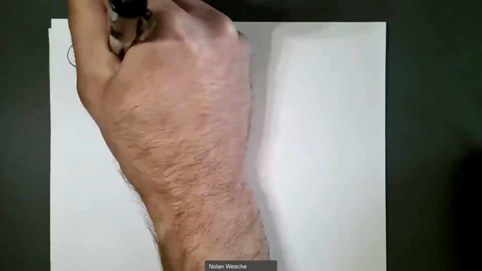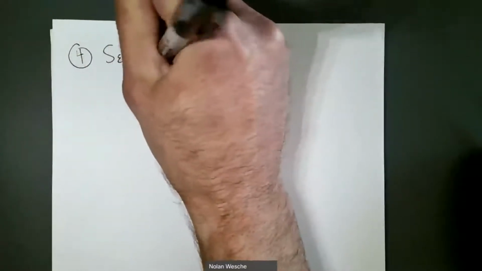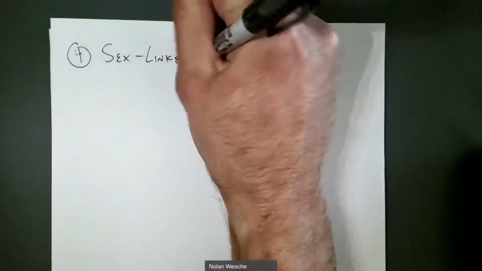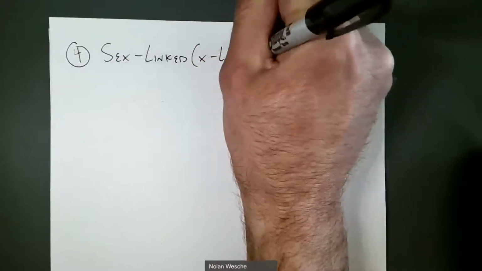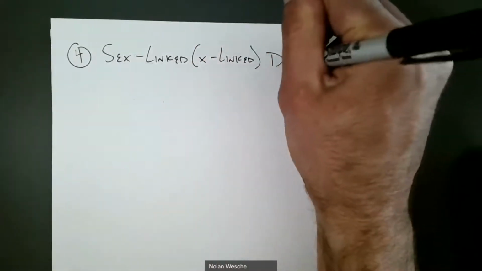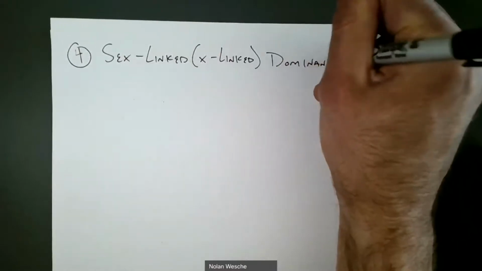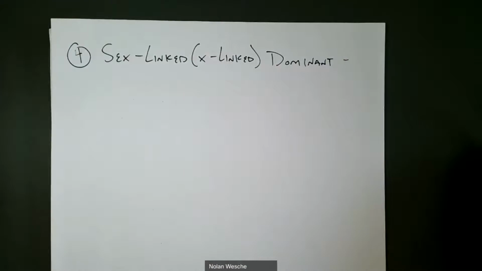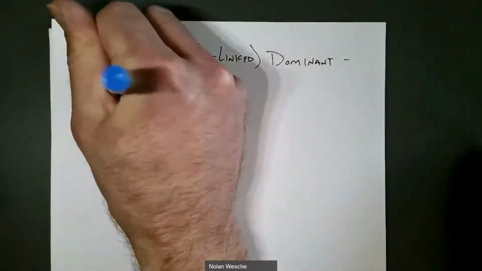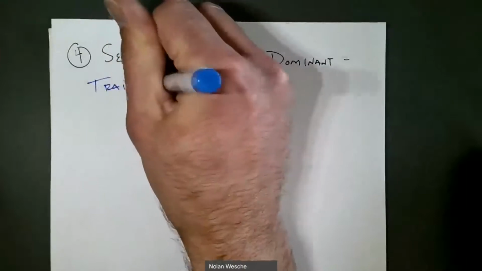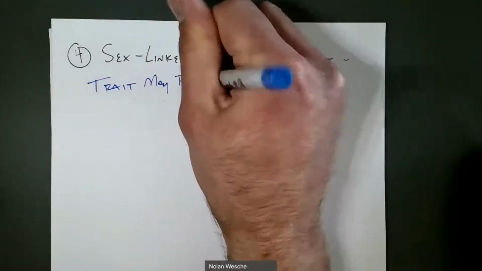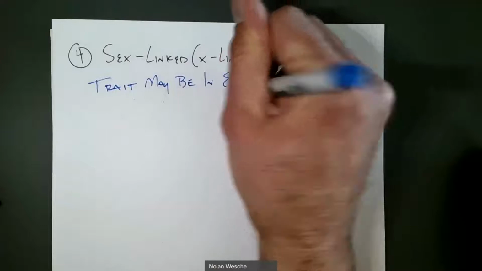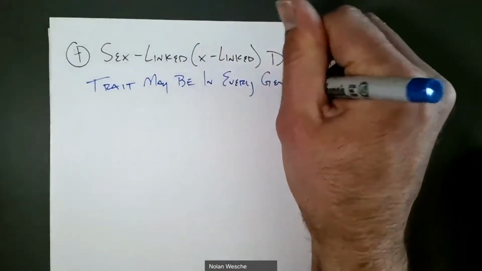Finally, to finish this up, we'll look at the last progression, and this is going to be X-linked dominant. So we're going to say sex-linked or X-linked and dominant. And with this particular trait, again, we're looking for dominant traits to be in every generation. So the trait may be in every generation.